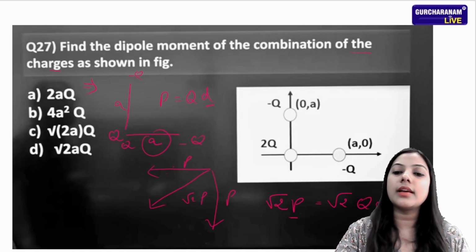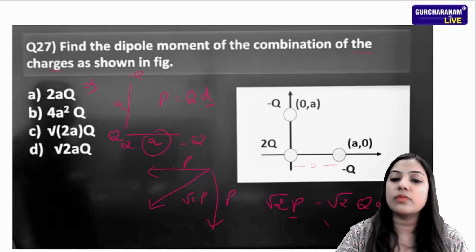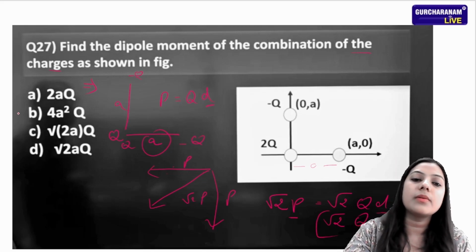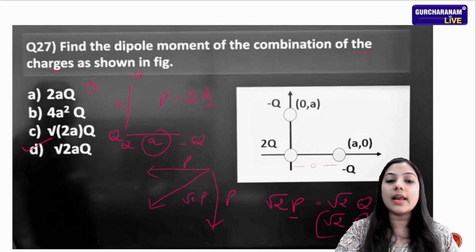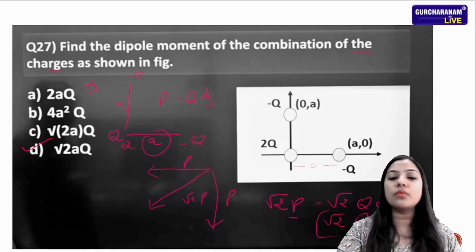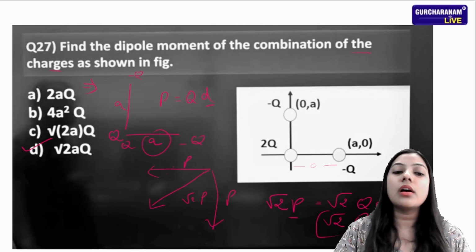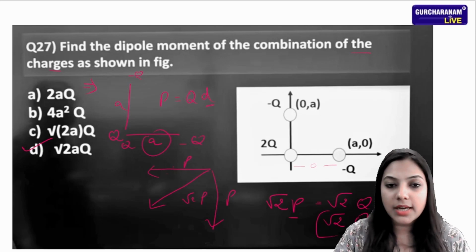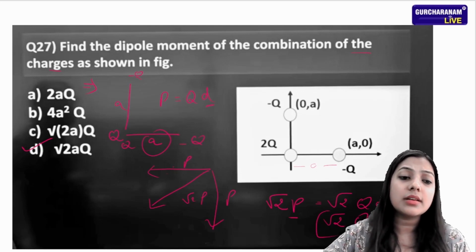and here d is the distance A. So we can write root 2 p is equal to root 2 QA, and it is the answer also. So the option number D is correct, which is root 2 AQ. We can write AQ or QA, both are equal. So option number D is the correct answer. Okay, students, I hope you understand this.